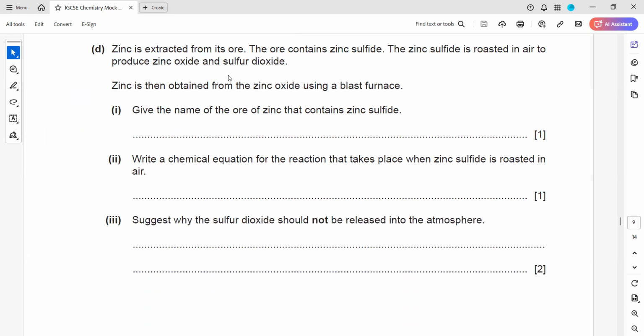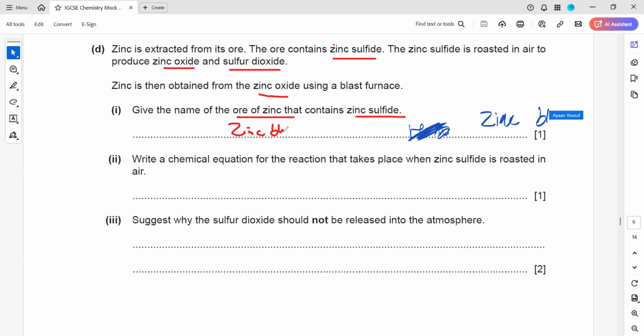Zinc is extracted from its ore. The ore contains zinc sulfide, which is roasted in air to produce zinc oxide and sulfur dioxide. Zinc is then obtained from zinc oxide using a blast furnace. Give the name of the ore that contains zinc sulfide. So we call it zinc blende. Write a chemical equation for the reaction that takes place when zinc sulfide is roasted. So zinc sulfide reacts with air to form zinc oxide plus sulfur dioxide.